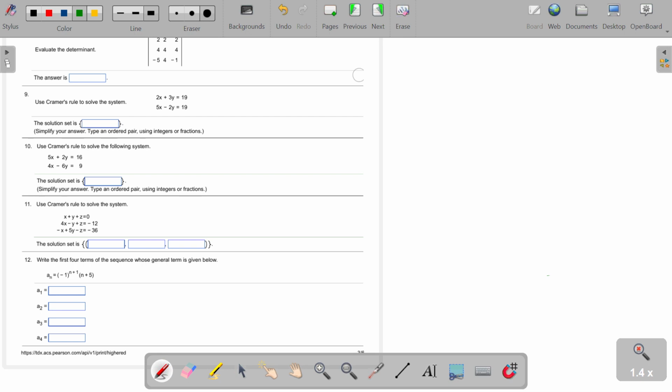Hi everyone, we're going to work on test 4 review together. This is part 2, question number 9. Use Cramer's rule to solve the system of equations that we have here.